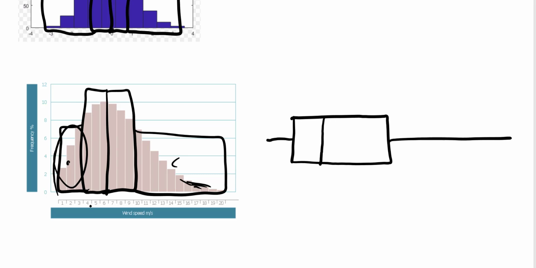The range is less. So to highlight stuff, I would say the median is a little bit more to the left. This has a nice big whisker here and a nice short whisker on the left. That would be a good description for that histogram using a box and whisker plot.